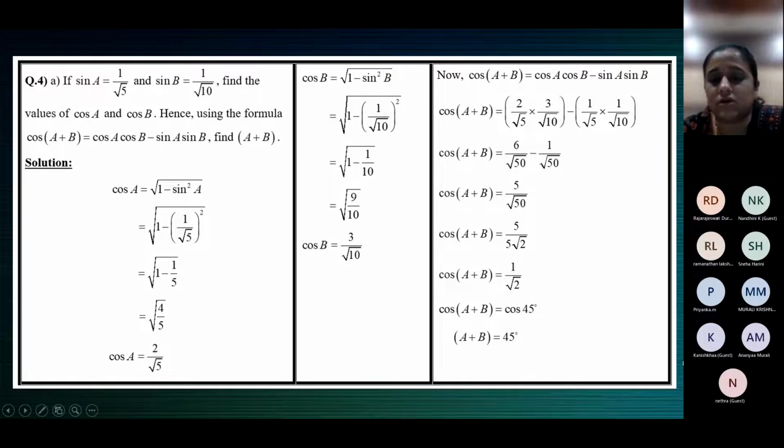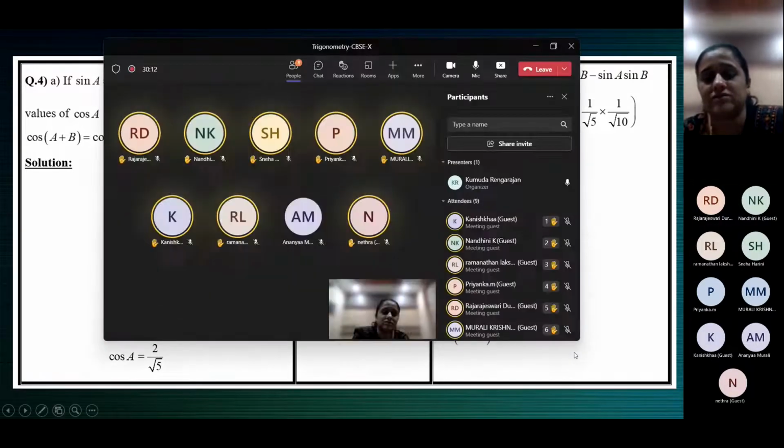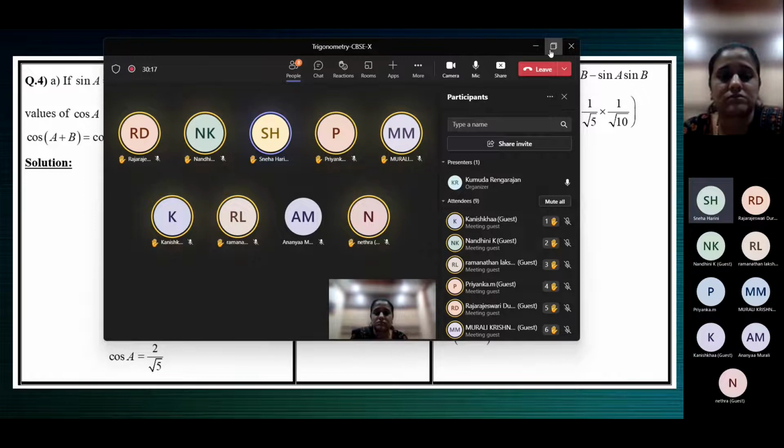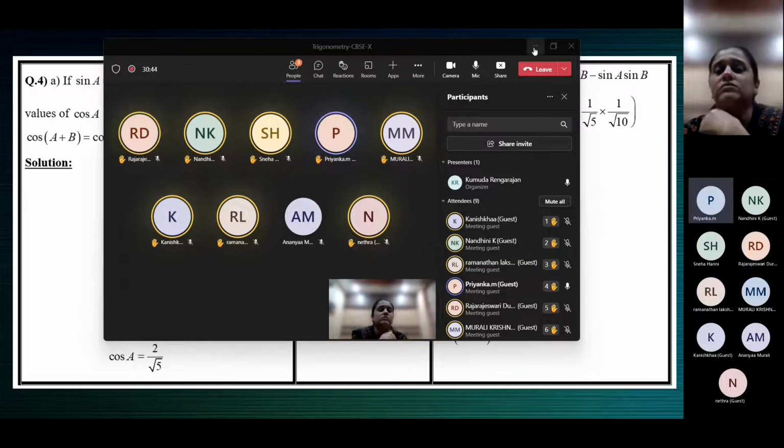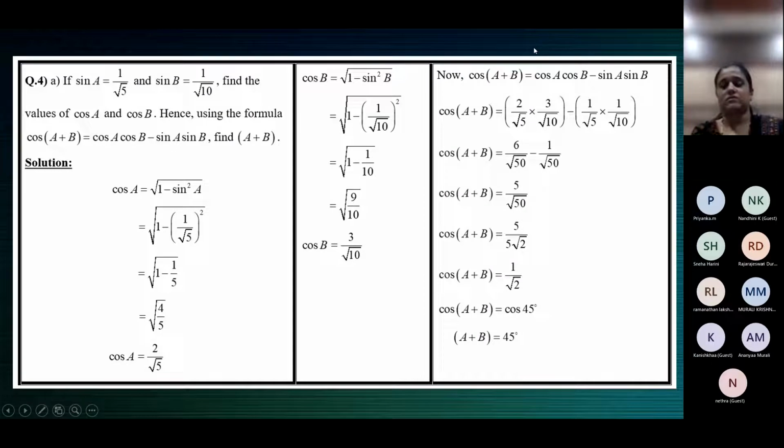How many of you already completed this in your classwork? B, ma'am. Okay. Who else? I too completed it, ma'am. Very good. Others? Rajarajeshwari, Priyanka, Murali, Kanishka? I have not completed it. No? Completed it, ma'am. Okay.